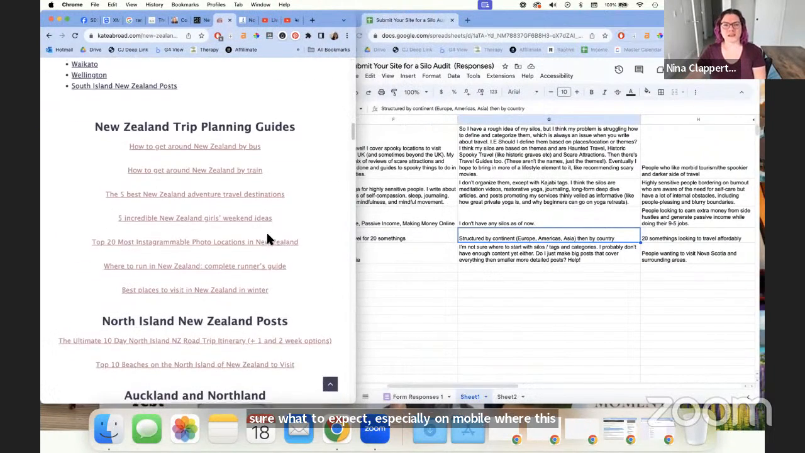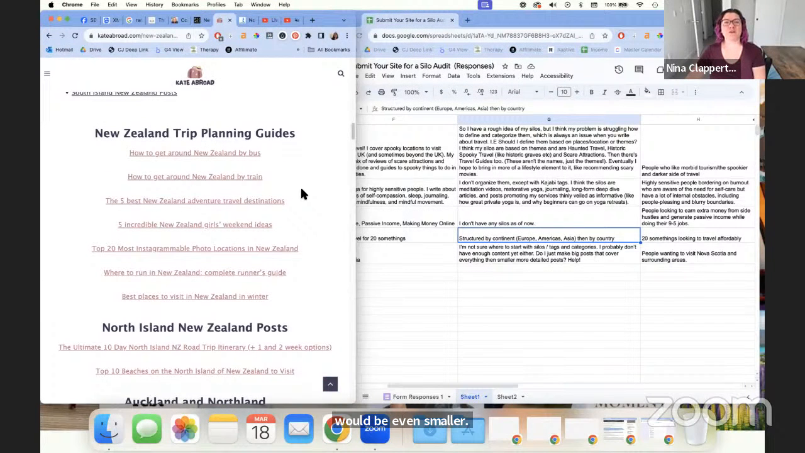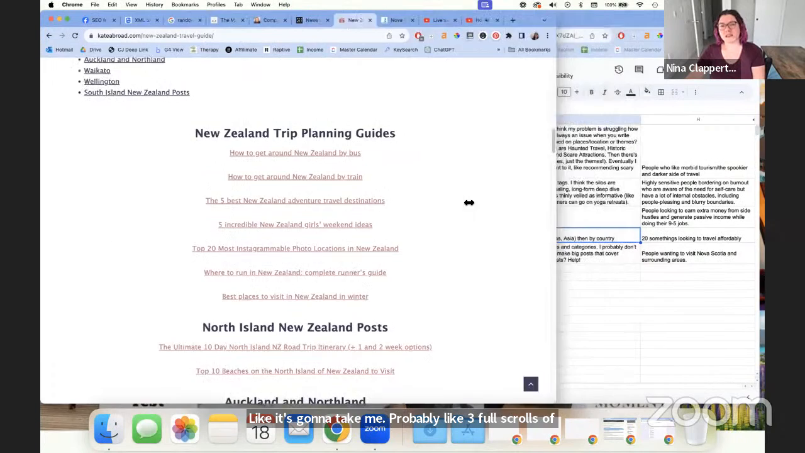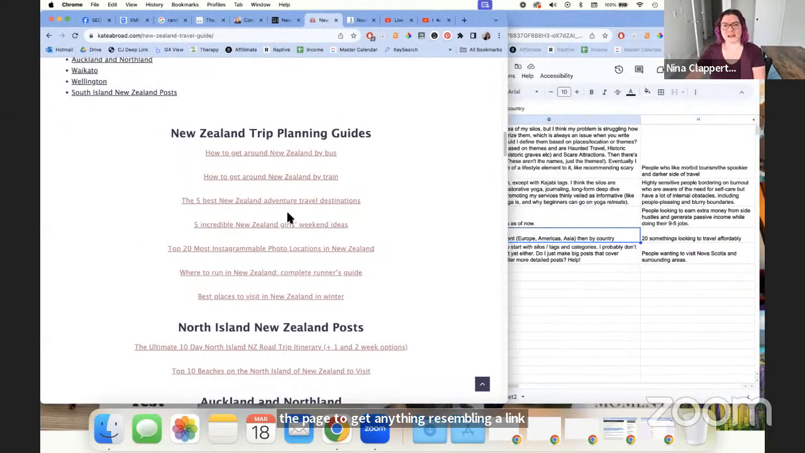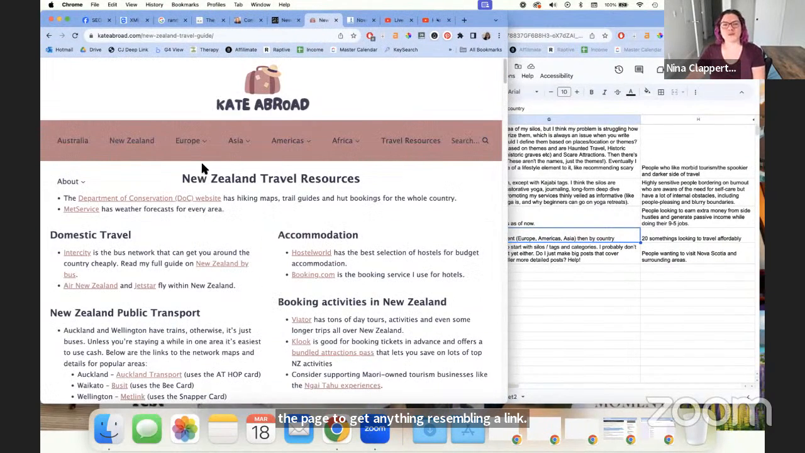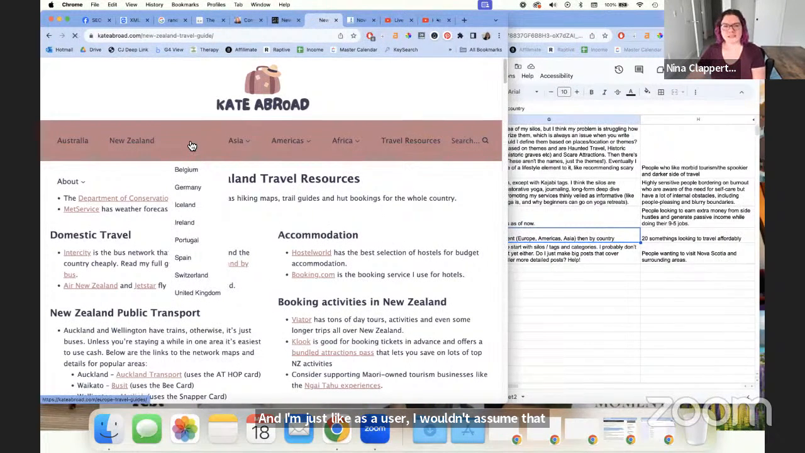It's going to take me probably 3 full scrolls of the page to get to anything resembling a link. And as a user, I wouldn't assume that there are links there. I would just keep going. So you just worry about people not noticing this.